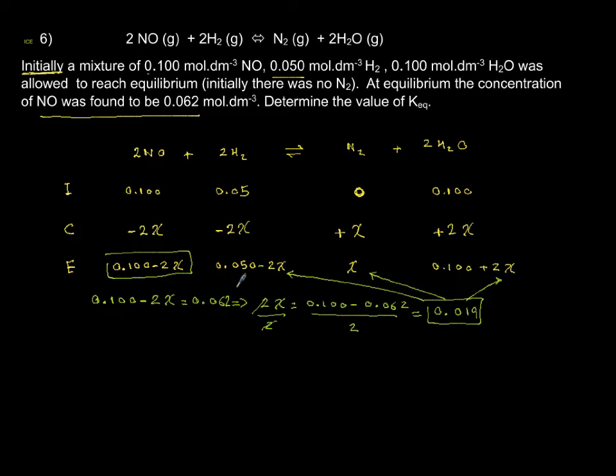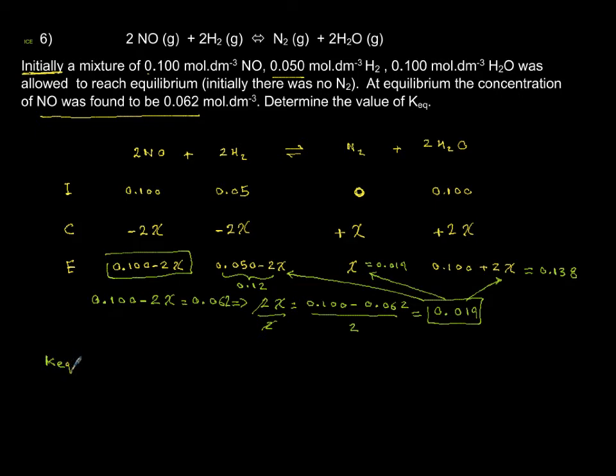So 0.05 minus 2 times 0.019 becomes 0.012. This is 0.019, and this plus 2 times 0.019 becomes 0.138. It's good if you do the calculation yourself. Now we have all the values.